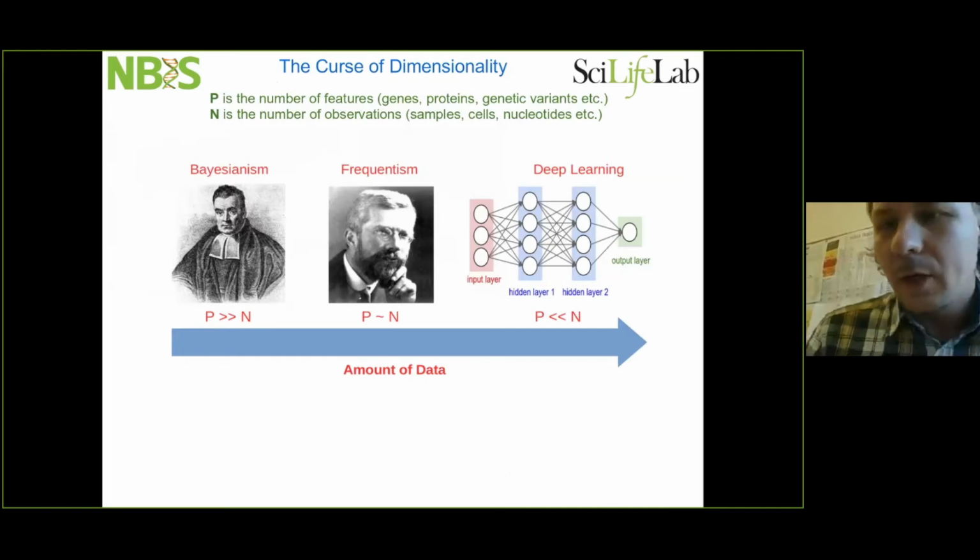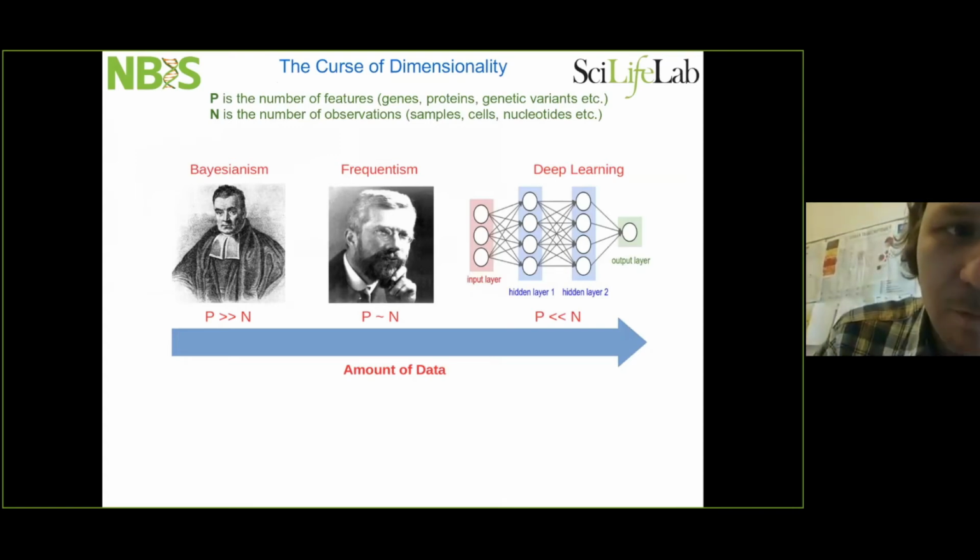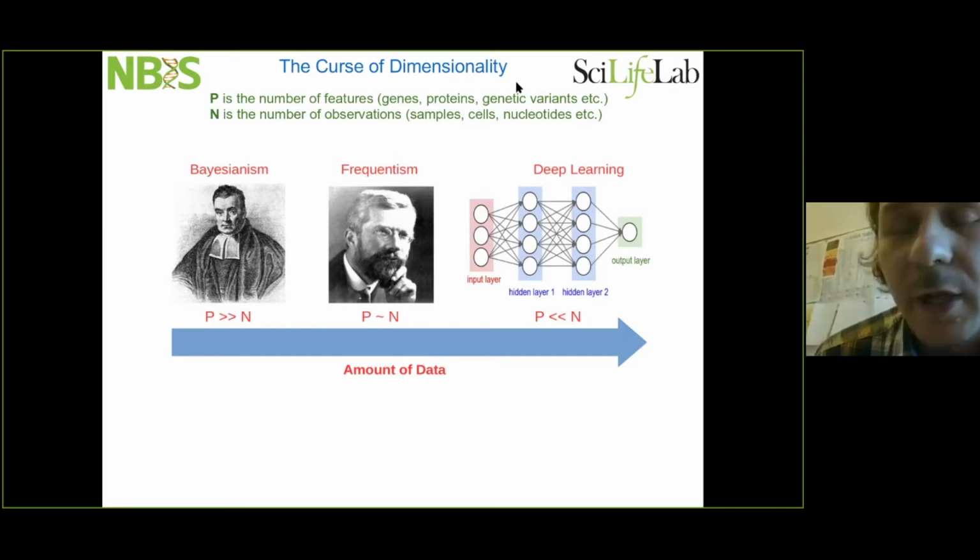So basically, in life sciences, when we do any statistical analysis, we typically work with matrices. And a matrix has two dimensions. One dimension is the dimension of features, P. And the other dimension is the dimension of statistical observations or samples, N. The features can be genes, proteins, genetic variants, and the observations are basically samples, or cells if you're working with cells. And features can be pixels, for example, if you work with image data.